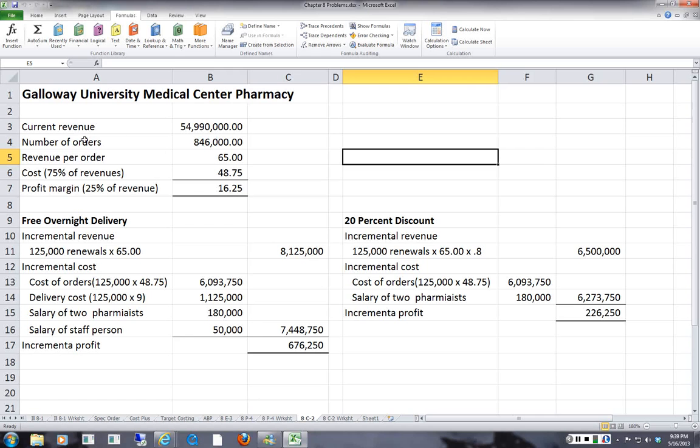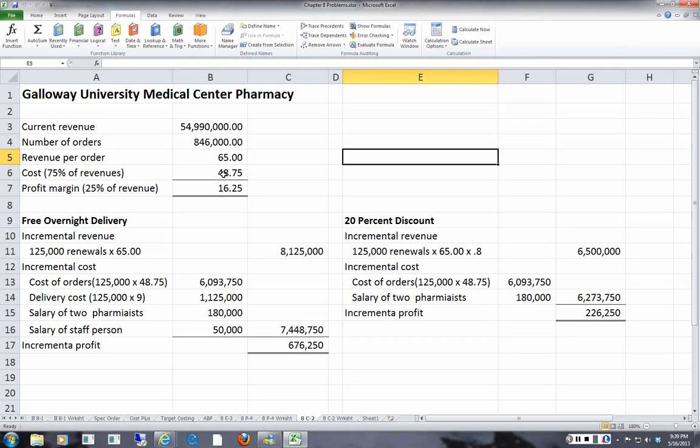As you can see up here, the current revenue was $54,990,000. And the number of orders they processed was 846,000. So if we divide the 846,000 into that $54,990,000 current revenue, we get a revenue per order of $65. And now they said in here they make $25 profit on it, so the cost is 75% of that $65.